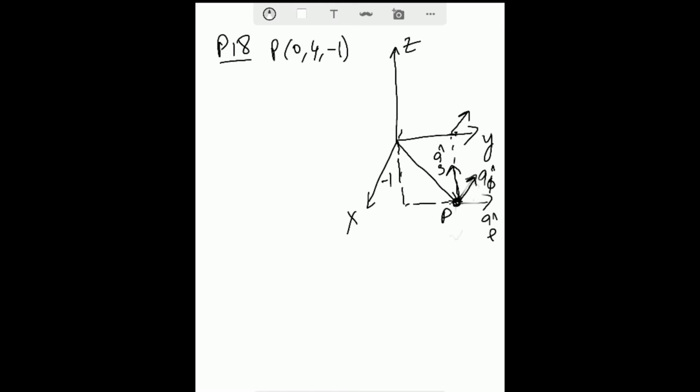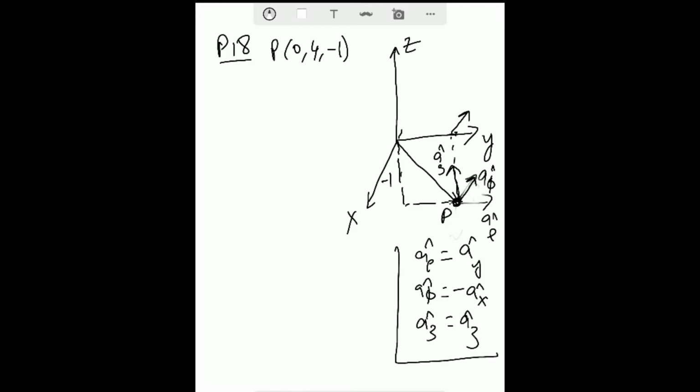So as we can see from here that A rho is actually equal to A y, and A phi should be in the direction of negative AX, and AZ should be equal to AZ. So I can predict these values, but I can also find it by the unit vector relations given in the formula sheets.